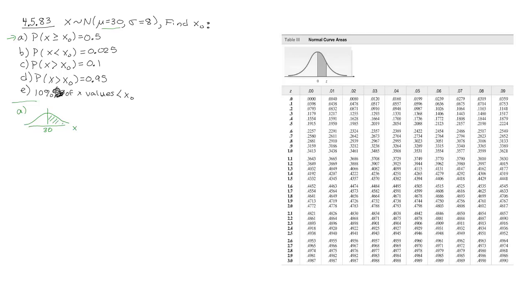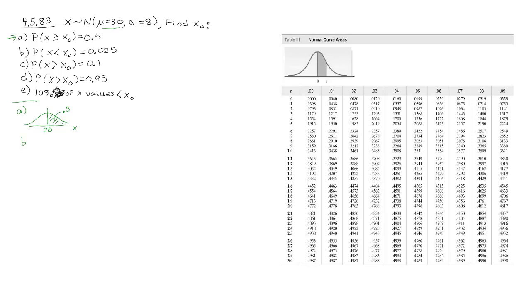We want to find the probability that x is greater than or equal to x naught, so we want to find the x value such that the area to the right is 50%. So that means our x naught value must be the mean. It must be 30, because the normal distribution is symmetric about the mean, so half is above and half is below. Alright, so we didn't need to do anything too complicated there. It's just understanding that every normal distribution is centered around the mean, where half is to the right of it and half is to the left.